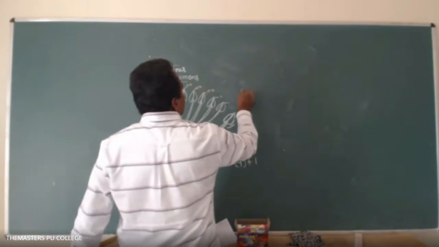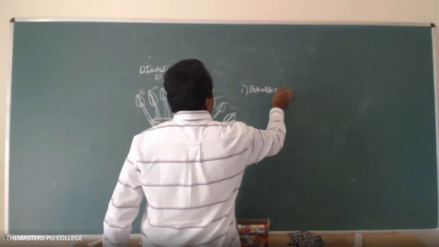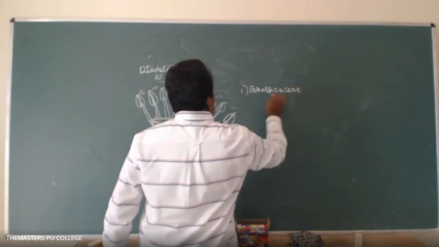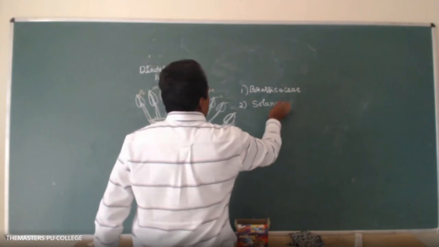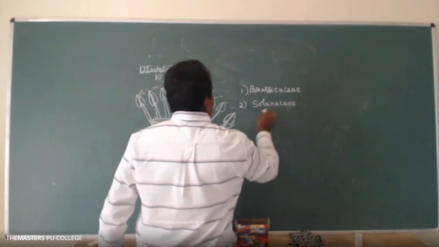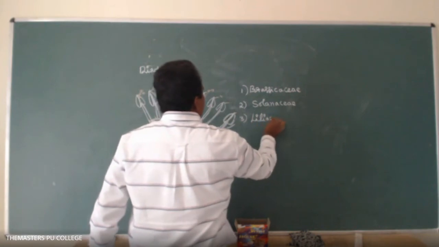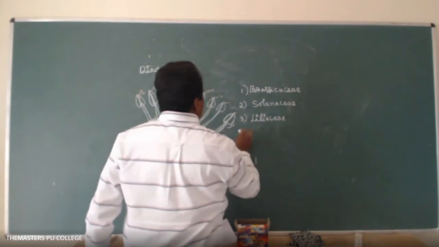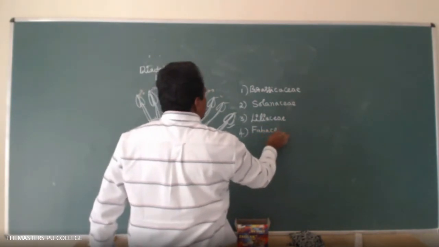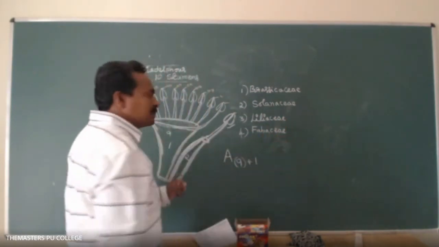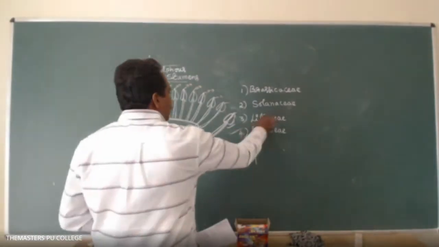Option 1 is Brassicaceae. Option 2 is Solanaceae. Option 3 is Liliaceae. Option 4 is Fabaceae. What is the answer for this question? Option 4, Fabaceae. Very good. Option 4 is the correct option.